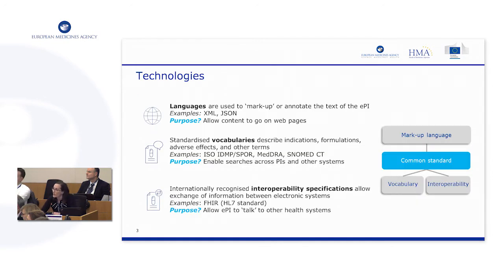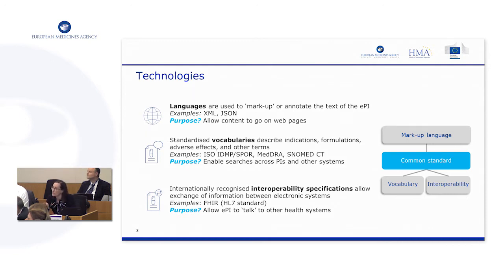So the common standard involves more than one technology, and the technologies are mixed together to form the common standard that we would then subsequently agree. One of these would be a markup language. I think we've heard a lot already about XML. A markup language is used to annotate and structure the PI, and one of its main uses is that it allows us to define how the content should be displayed on a web page.